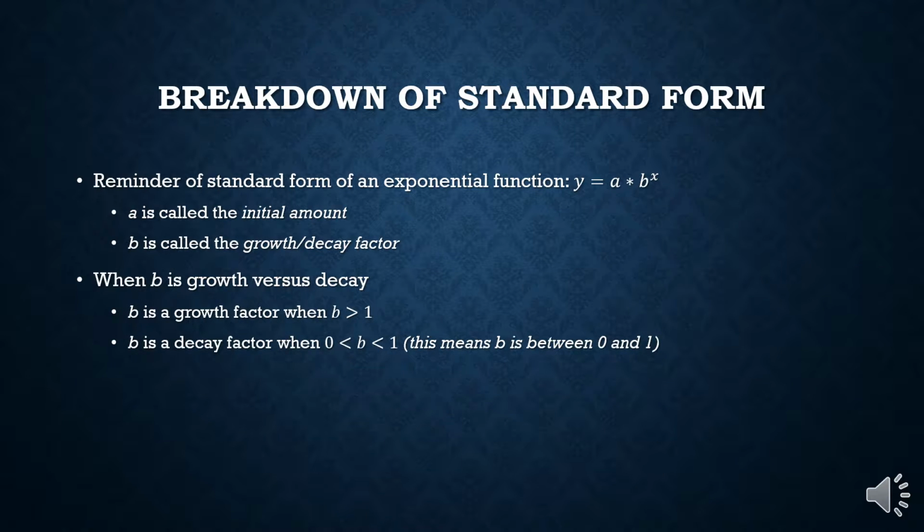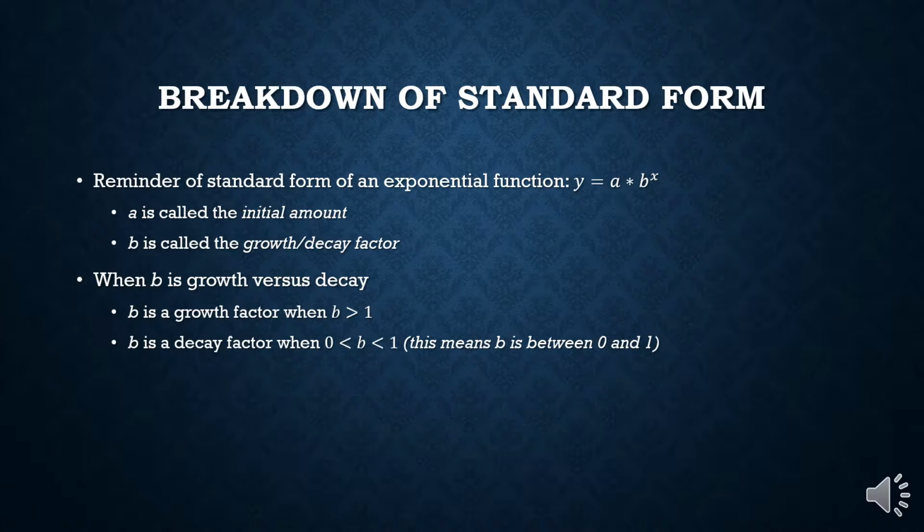We also need to know when b is a growth factor versus a decay factor. When b is greater than 1, we know that b will be a growth factor, meaning that the function will be increasing throughout.